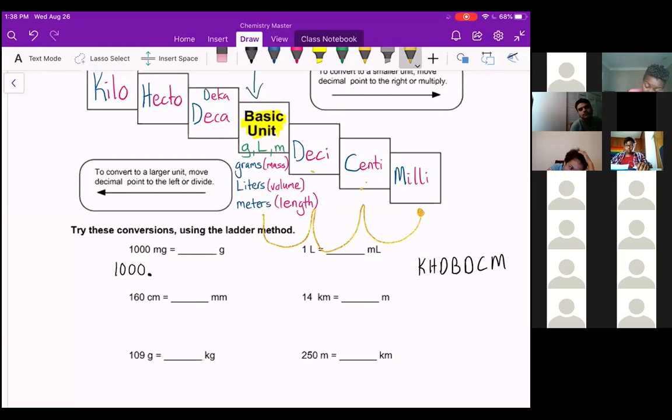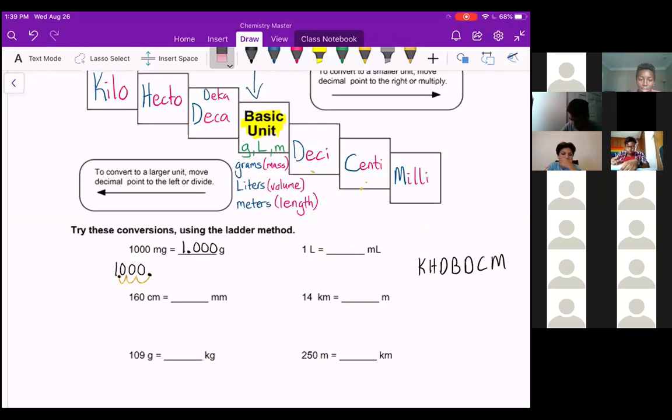So I'm gonna do the same thing over here. I'm gonna move this 1, 2, 3 times, and now I know where my new decimal is. My new decimal is gonna be right here. So the answer to this is 1.000. And you don't have to put the 0.000. You can just put 1 if you want, or you can put 1.0, or 1.000, okay? All right, so that was the first one. So let's do the next one.